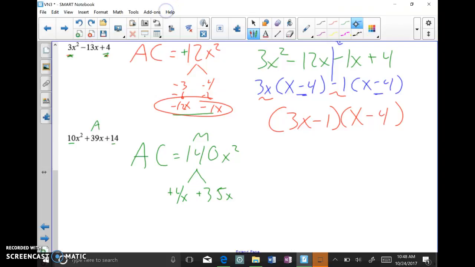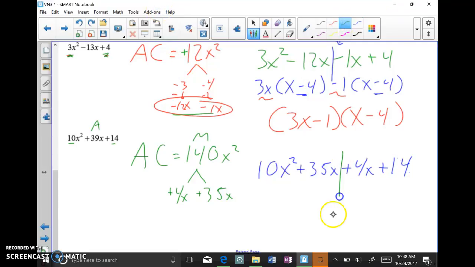So I'm ready to rewrite this. So the first term, 10x squared, and then plus 35x plus 4x. Again, you could pick either one you want. Some people might say, well, I want to do the 35 first because that's grouped with the 10, and that'll be easier to divide because I could divide them both by 5. But it works both ways. You just, basically, 3x minus 1 were the GCFs. If you had these numbers reversed, then x and negative 4 would have been the GCFs, and 3x minus 1 would have been the common quotient. So it works both ways. And plus 14.